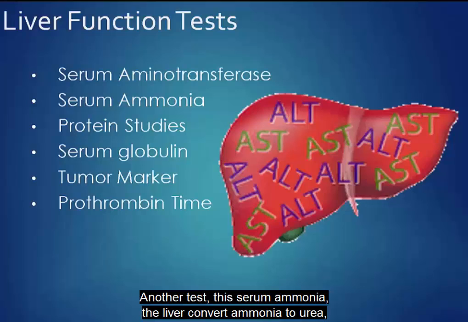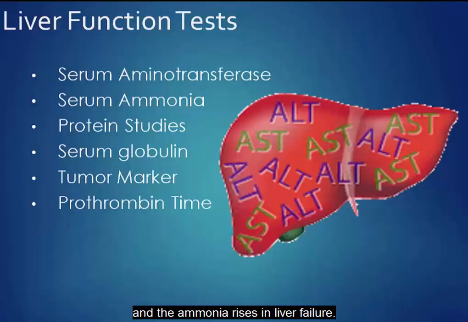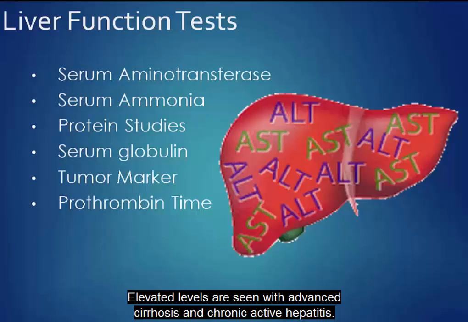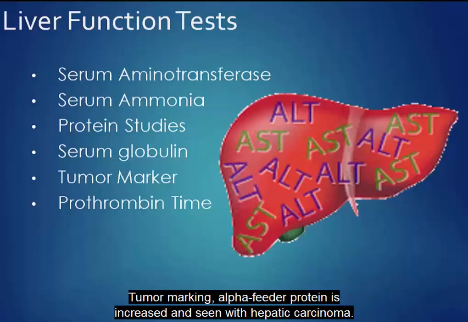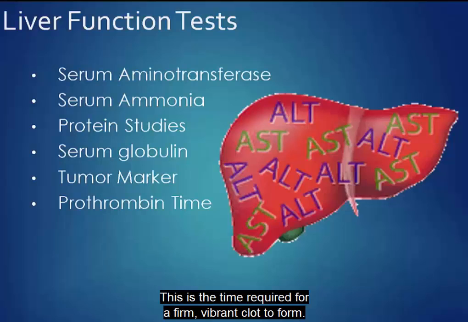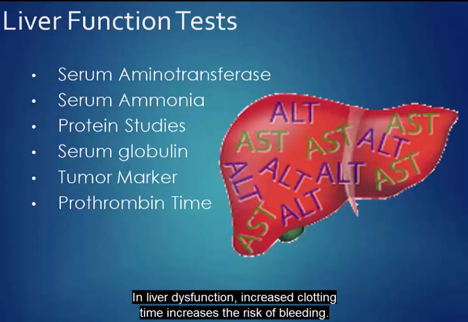Another test is serum ammonia. The liver converts ammonia to urea, and the ammonia rises in liver failure. Protein studies, the serum albumin. Low levels are seen with liver disease. Serum globulin. Elevated levels are seen with advanced cirrhosis and chronic active hepatitis. Tumor marker. Alpha-fetoprotein is increased and seen with hepatic carcinoma. Prothrombin time. This is the time required for a firm fibrin clot to form. In liver dysfunction, increased clotting time increases the risk of bleeding.